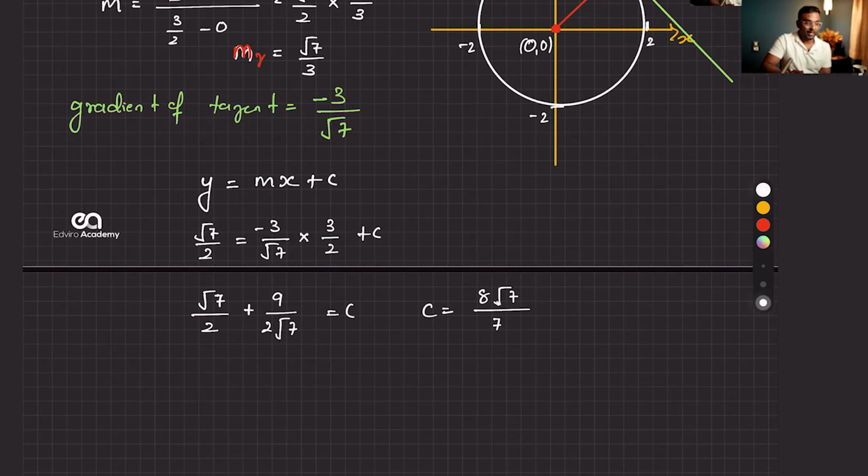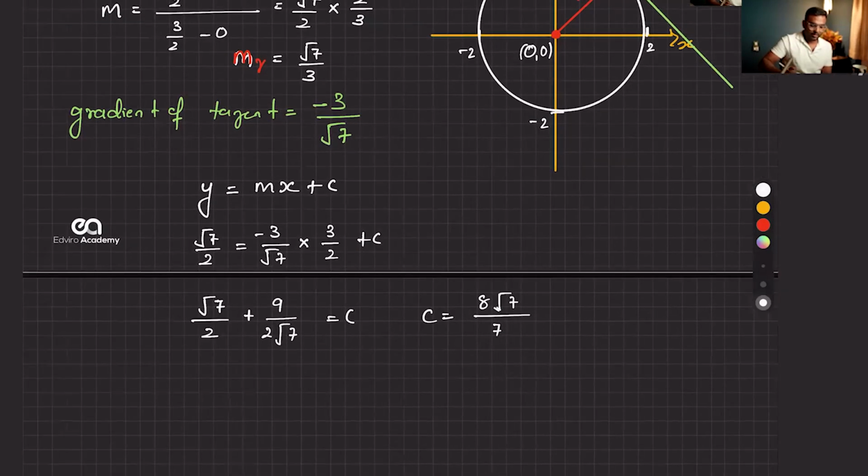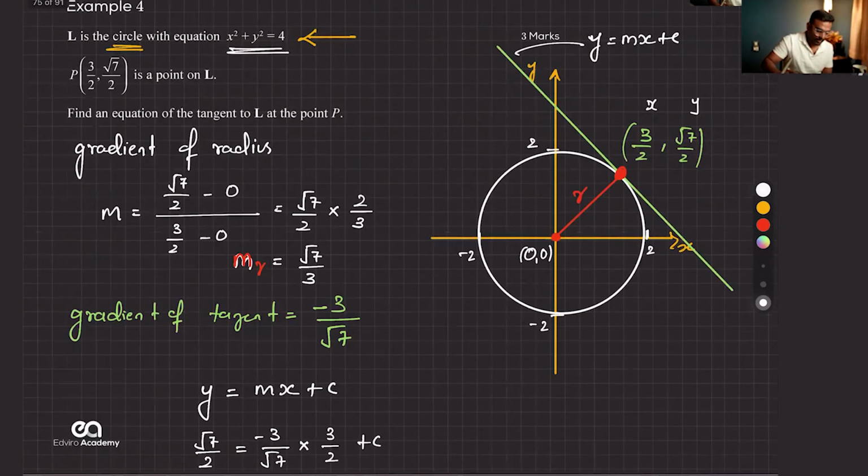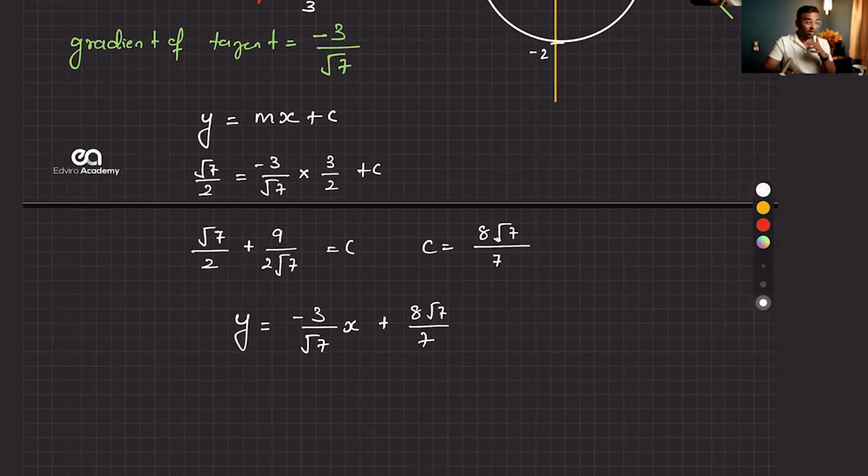Now, this one is kind of like already, so isn't it -3 times -3? Yes, but I've taken it to the other side, in that one step. So it would become positive. Okay, so what else now, guys? We're nearly there. y equals, what is the gradient here? -3 over √7, x plus 8√7 over 7. And that is it. That is the equation of the tangent.